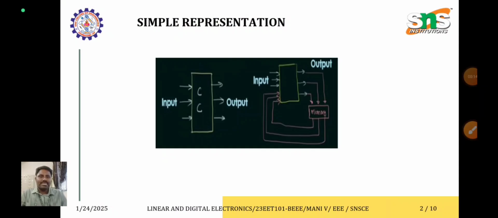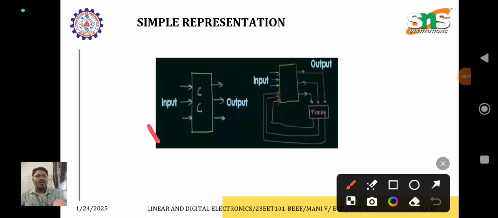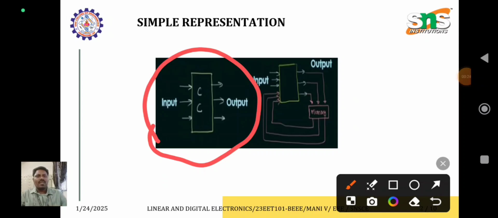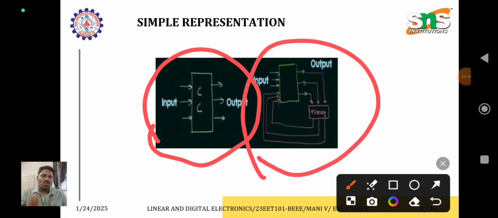So this is a simple representation of the sequential and combinational logic circuit. Here it has the input and we are getting certain outputs. For that particular system, the output only depends on the input. If you give a certain input, you will get a certain output based on that input. So this is one thing. And the second one, you give the input and you get the output.